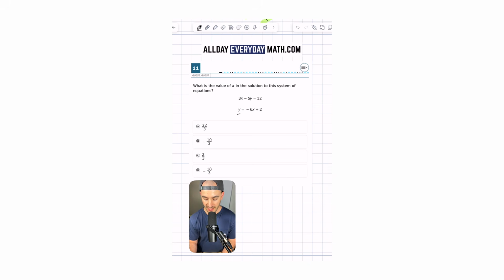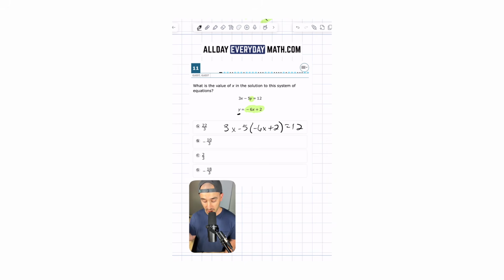Because we already have a variable by itself, I'm going to use substitution. Because y is equal to negative 6x plus 2, we can substitute the negative 6x plus 2 in for this y in the other equation. So when we do that, we'll have 3x minus 5 times negative 6x plus 2 is equal to 12.